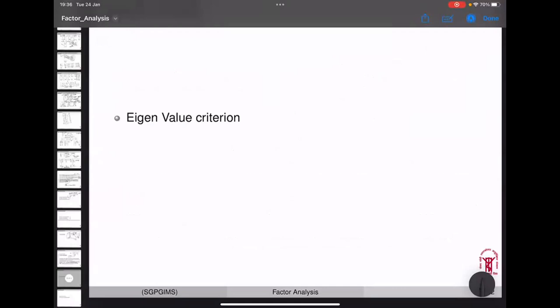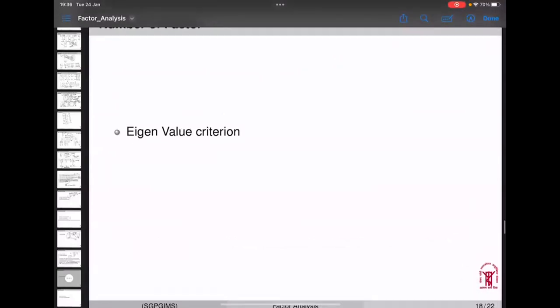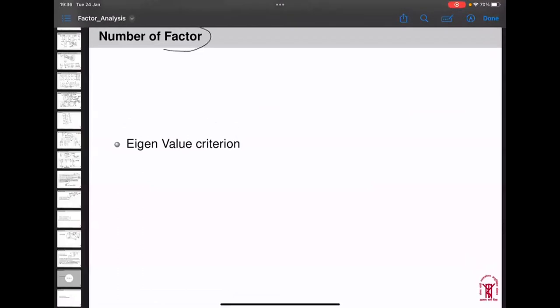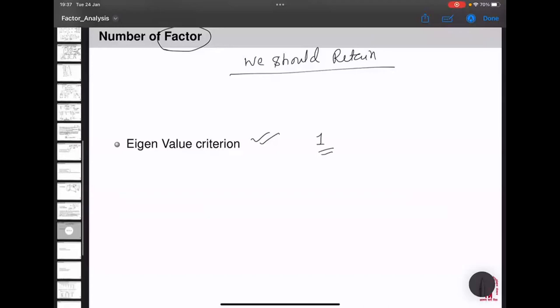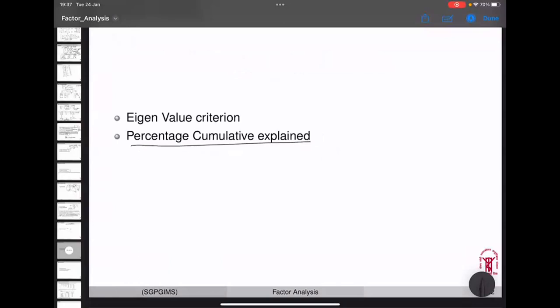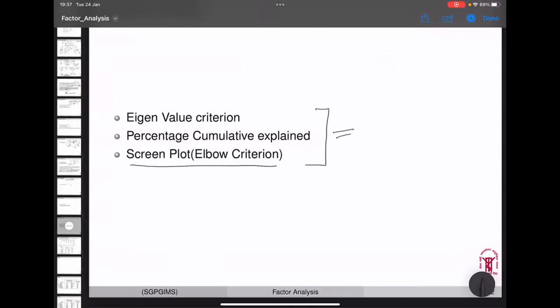Okay. Now, another very important thing: in exploratory factor analysis, how many factors should we retain? How to decide that? There is one criterion termed the eigenvalue criterion, in which all the eigenvalues that are more than one should be taken into consideration. Another criterion is the cumulative percentage explained, meaning how much percentage of variability is being explained. And the third criterion is the scree plot or elbow criterion. So by these three techniques, we can decide that out of m factors, how many factors we should discuss.